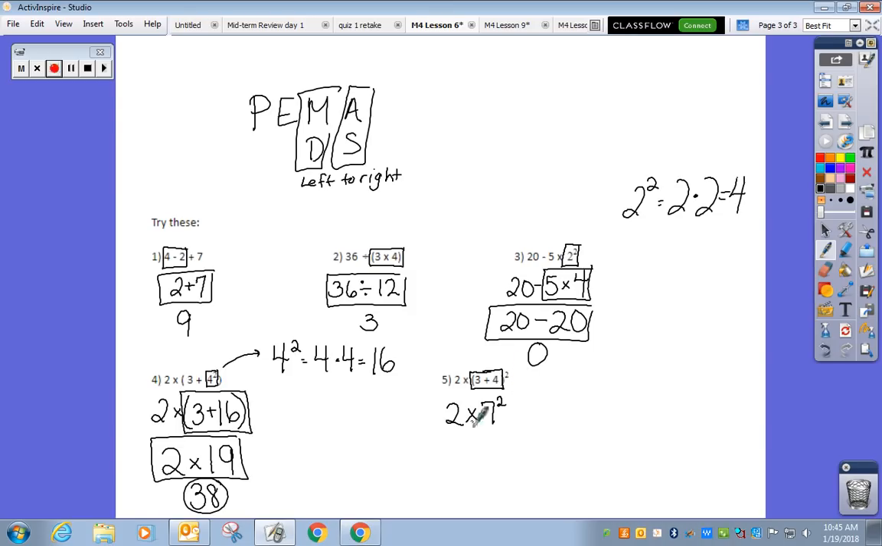So now I have multiplication and an exponent. I'll do my exponent first because exponents come before multiplication. Pull to the side to show my exponent work. 7 squared means 2 7's multiplied together. 7 times 7 is 49. On my next line, I'll get 2 times 49, and that gives me 98.